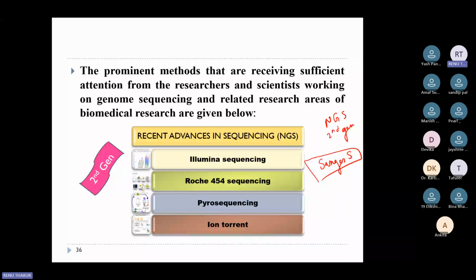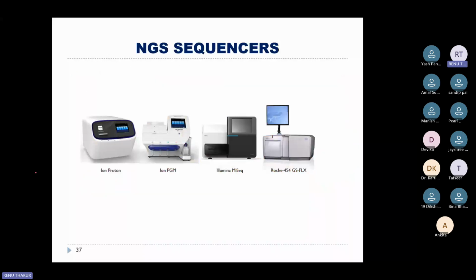The principle is Sanger sequencing, but instead of the manual process, it is automated. No labor is required, nothing manual. So you cannot say that Sanger sequencing is not reliable. People will ask you which sequencing you use. We always use Sanger sequencing, but the methods are different. You can use Illumina, Roche 454, pyrosequencing, or Ion Torrent, which is the latest one. These are the sequencers you can see.